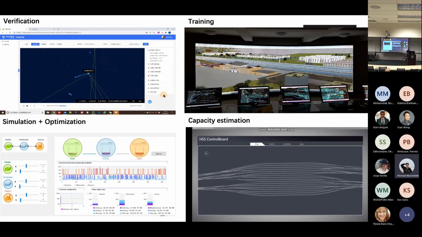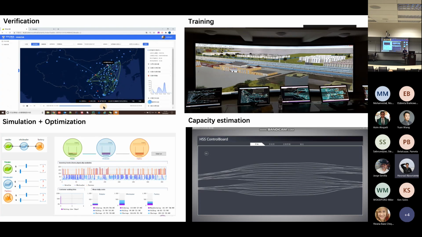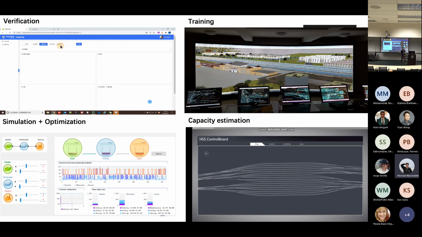This is called verification. And the second one is training. For example, for aircraft or train dispatching, no one is going to give you real planes or trains, locomotives, to train new dispatchers. It's quite risky and expensive. So we developed a room, called a training center, for them to train.